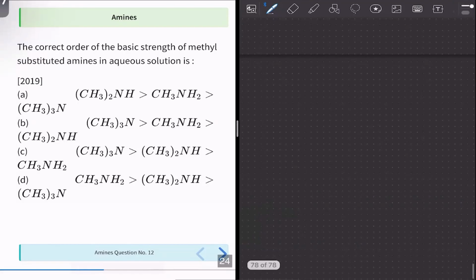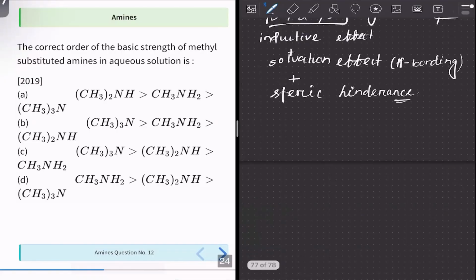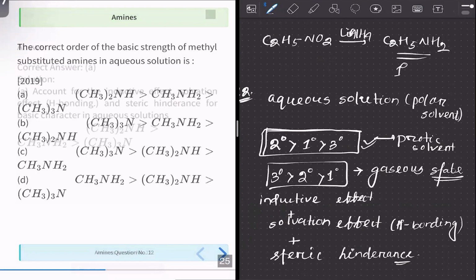Let's move on to next question. Before that, let's choose the correct answer. So, secondary, primary, and tertiary. The first option is A. That is the correct answer. Let's move on to question number 13.